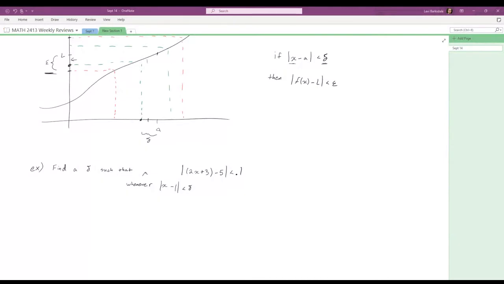Question in chat: L is the limit of f of x evaluated at A? Yes, L is the limit. We always start off by assuming L is the limit, and then we prove that it is the limit by using epsilon delta. I think this trips up a lot of students.